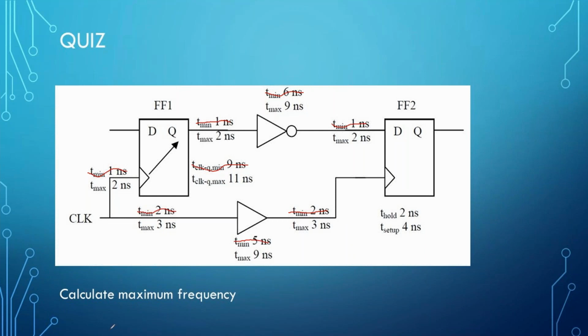Here the question is to find the maximum frequency. But I will give you the time period first. I need to explain how to find the maximum frequency, then you will understand. So the time period is 20 nanoseconds. Everything is given, all the data, clock to Q, everything. You have to find the setup slack and hold slack for this circuit.